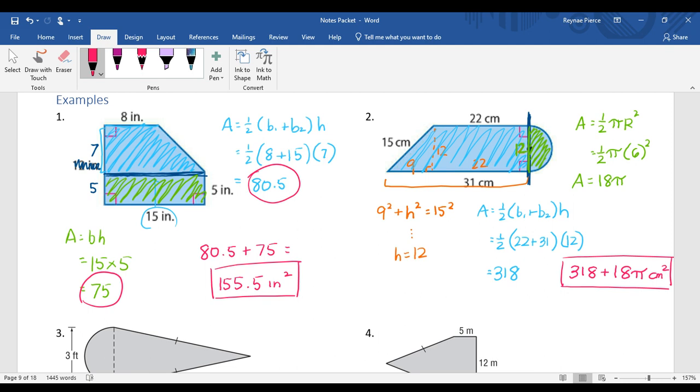But we can also write an approximate answer and actually multiply 18 times pi to get a decimal, and then add the 318 to it. So the approximate area then would be 374.55 square centimeters.